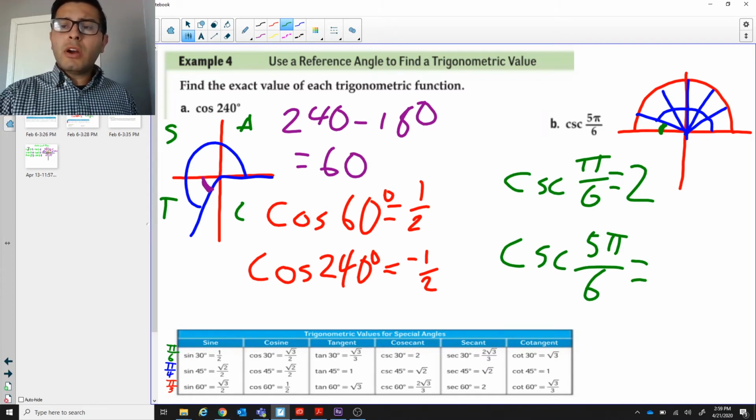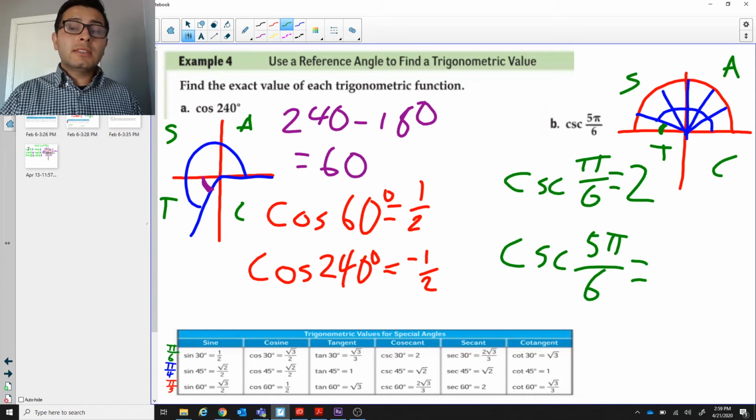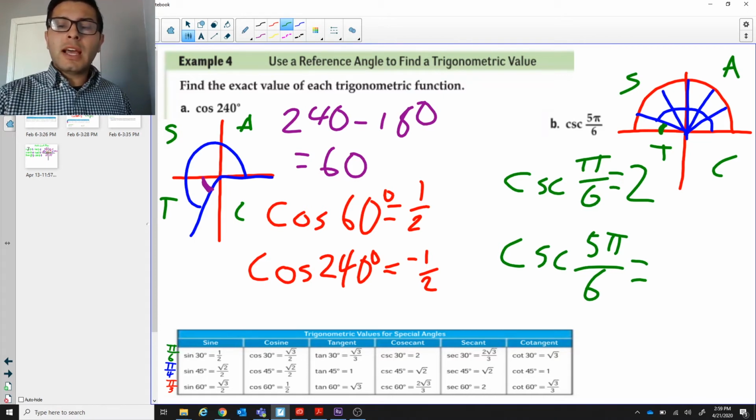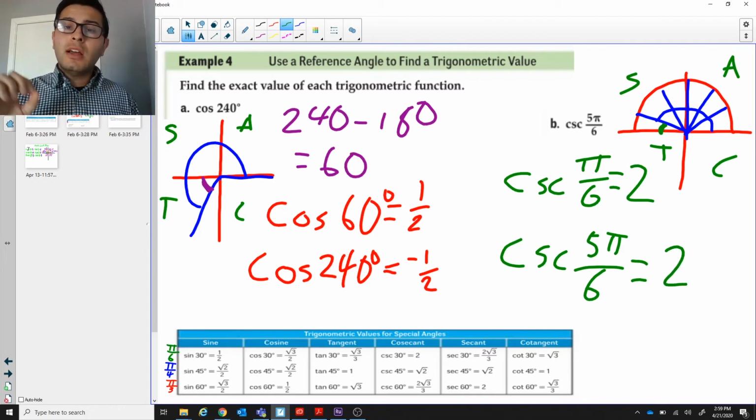Now, if we do our "All Students Take Calculus" thing, we can find out that sine and cosecant are actually positive in that quadrant. So we're going to leave our cosecant of 5 pi over 6 as being 2. It is not negative because it is in the quadrant that we have said to be positive.